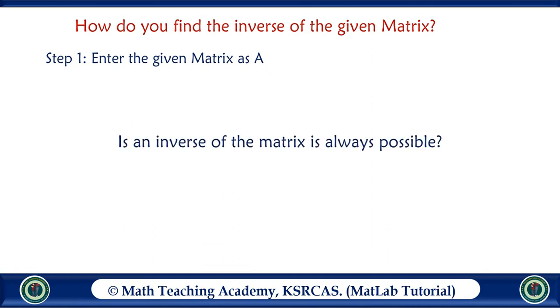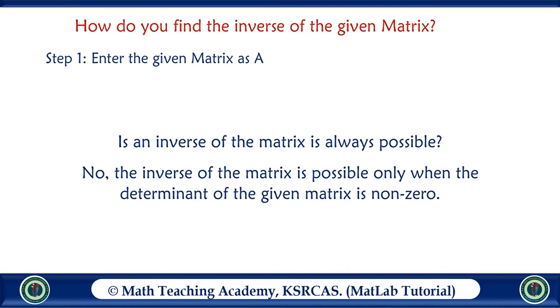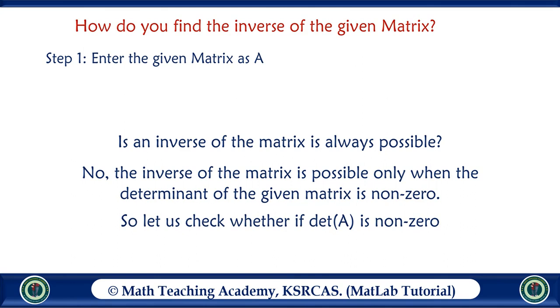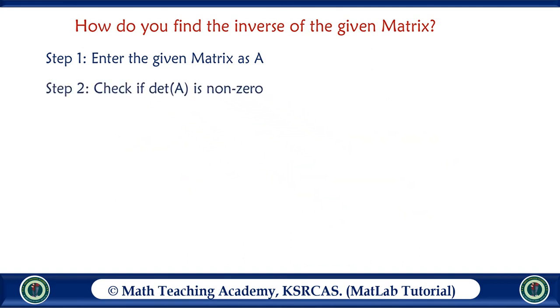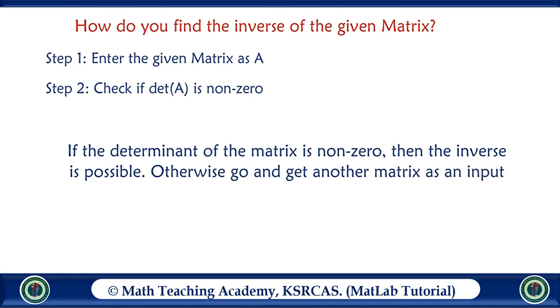Is an inverse of the matrix always possible? No, the inverse of the matrix is possible only when the determinant of the given matrix is non-zero. So let us check whether the determinant of A is non-zero, and let it be step 2. Check if the determinant of A is non-zero. If the determinant of the matrix is non-zero, then the inverse is possible. Otherwise, go and get another matrix as an input.